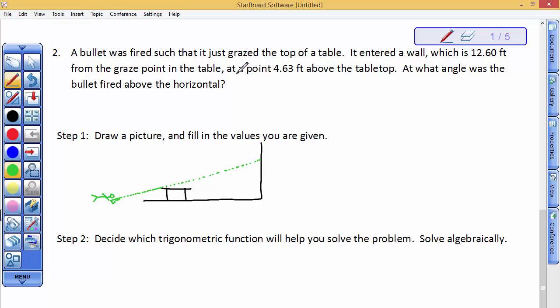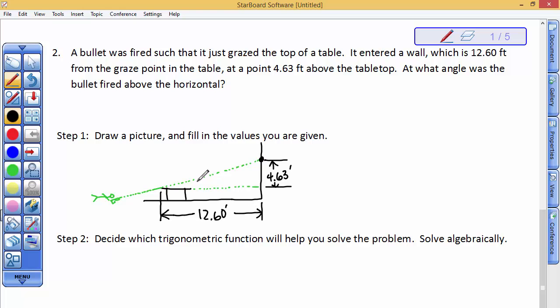It entered at a point 4.63 feet above the tabletop. So here's the tabletop, the height of the tabletop. So it entered the wall 4.63 feet above that tabletop. That part's not too difficult. It entered the wall 12.6 feet from the graze point on the table. It entered the wall, as the crow flies, 12.6 feet from the graze point. So it entered the wall right here. This is where it entered. The bullet entered the wall.